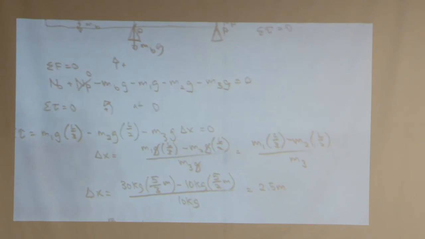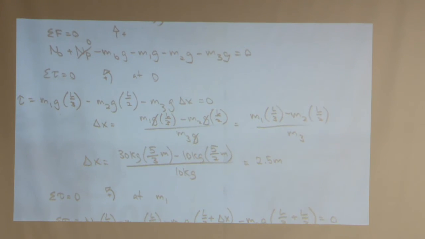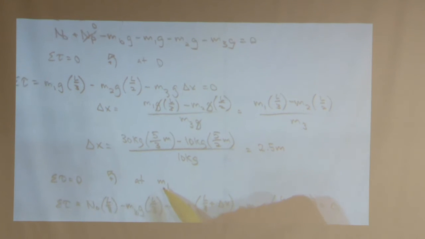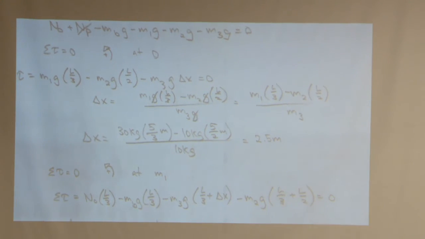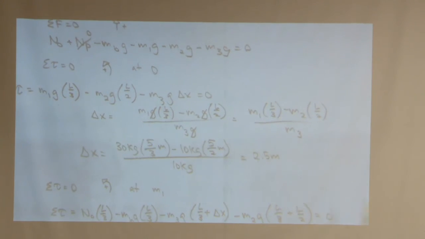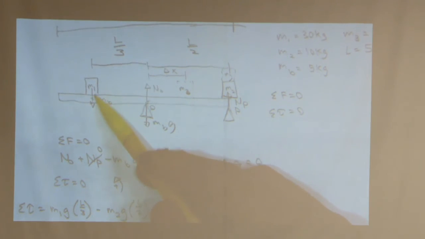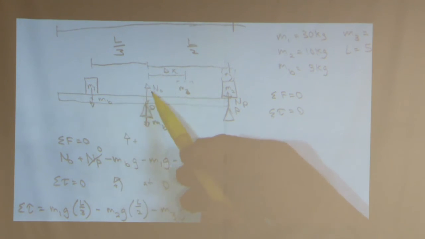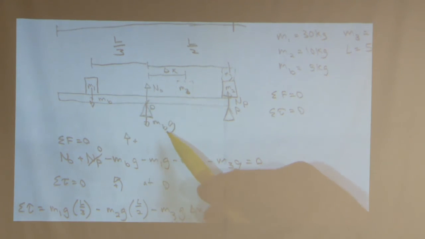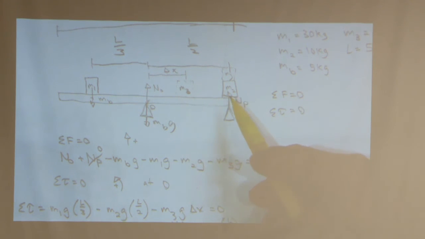So we're going to do the net torque again, but this time we're dealing with the center of rotation at M1. All right? So now we're going to have a lot more terms here. We notice that M1 is not going to contribute any torque because it's acting at our center of rotation. We have N0 that's going to contribute torque. We have MB that's going to contribute torque. We have the two masses, and that's it.